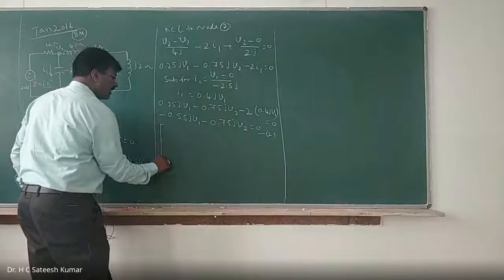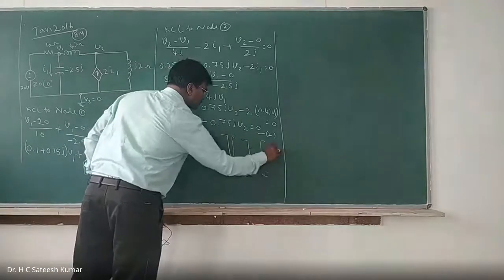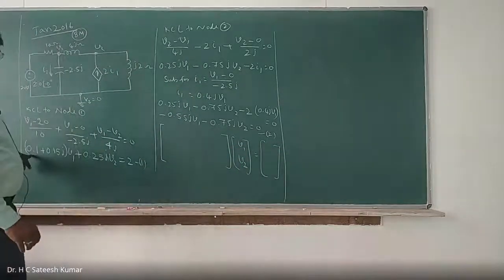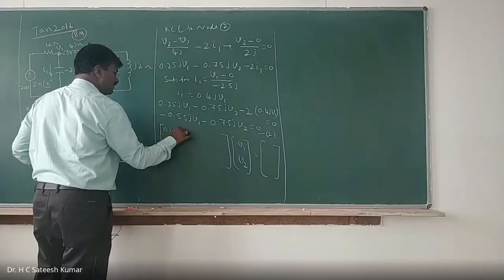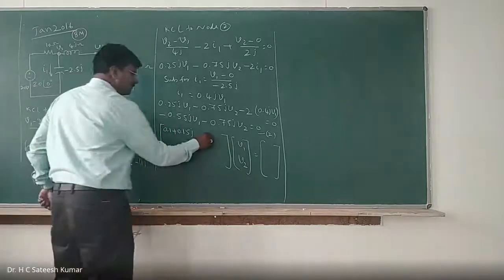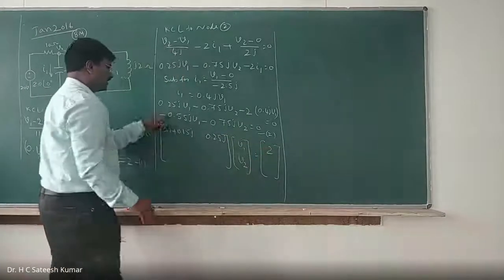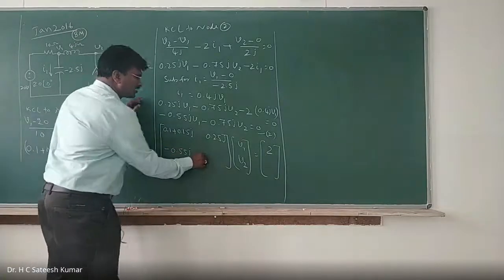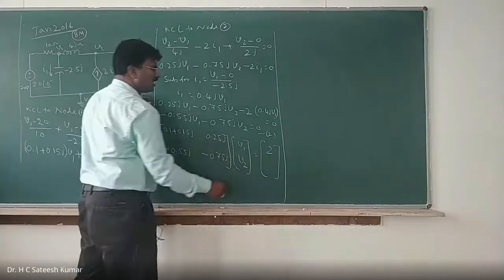Now you write down the matrix for this. V1 coefficient is 0.1 plus 0.15j, and V2 coefficient is 0.25j, and the right-hand side is 2. In the second row, minus 0.55j and minus 0.75j, and 0.